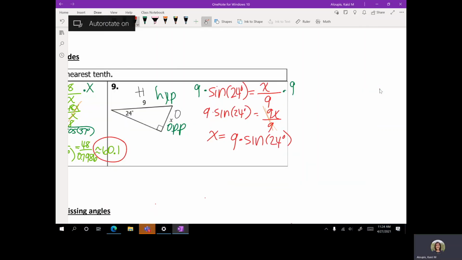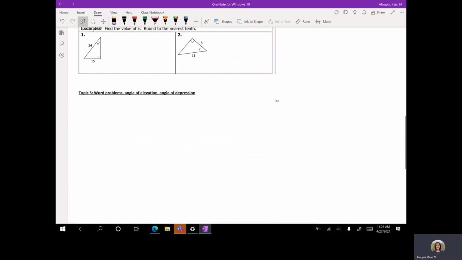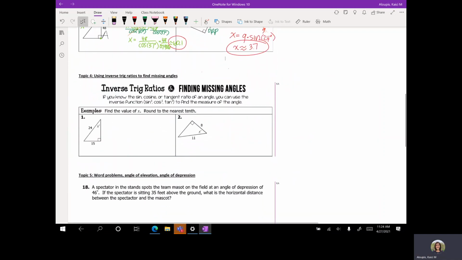We're going to have x is about, and this little squiggly sign means about, so x is about 3.7. And there's our answer. Done. All right, let's move on. We only have a couple more problems.